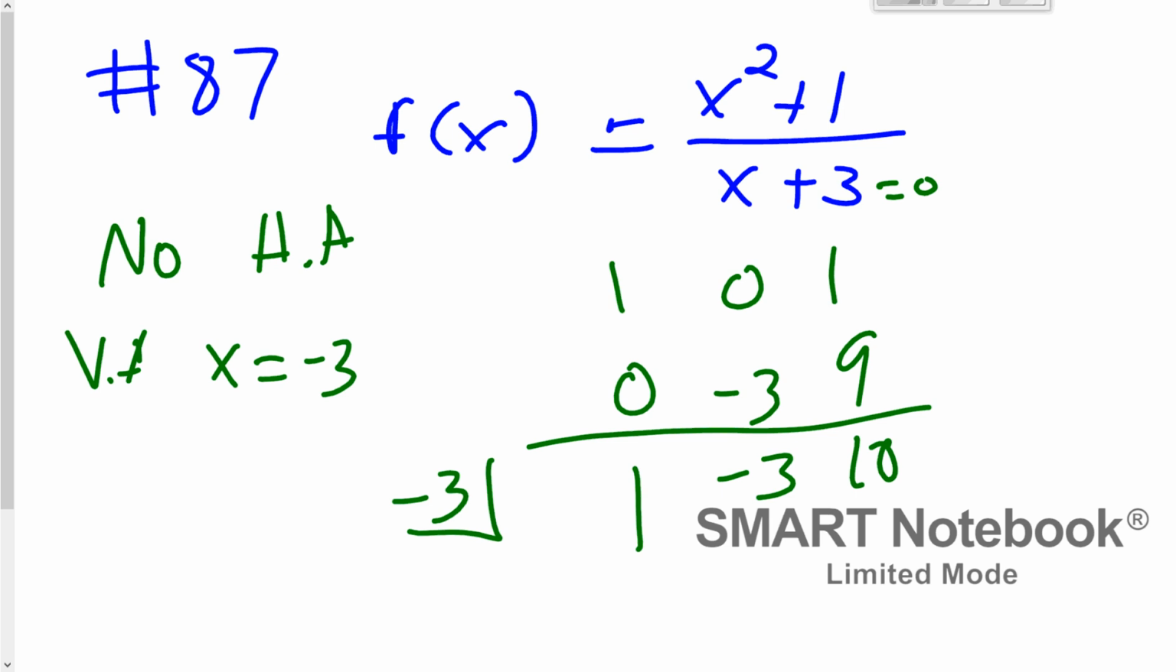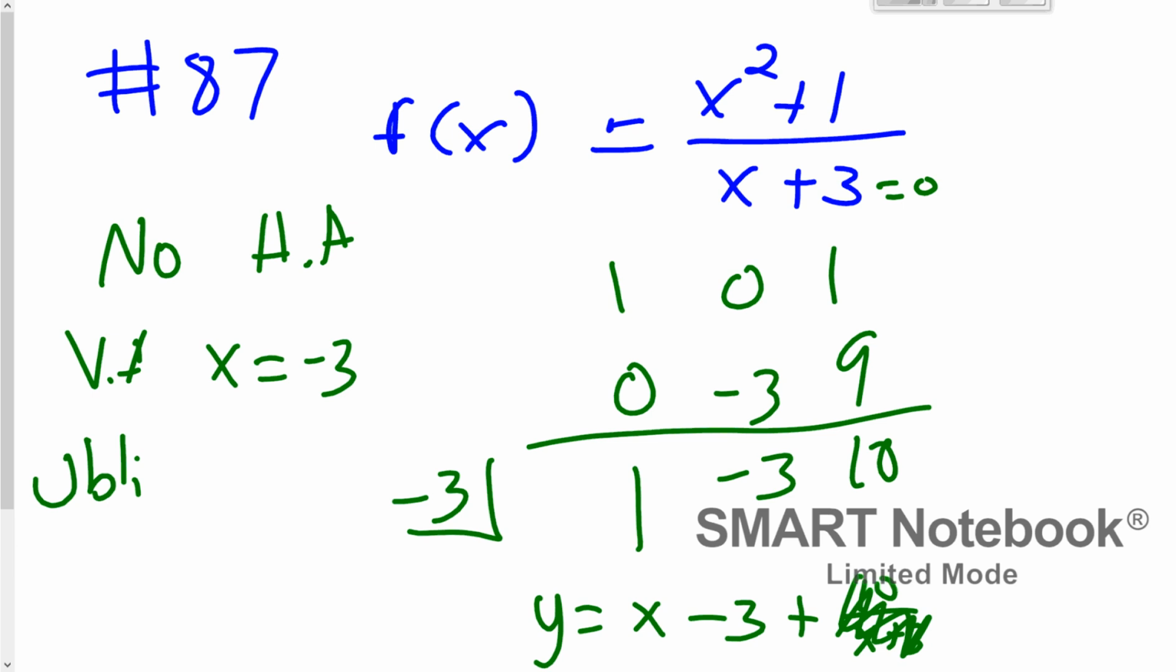Okay, so then we write your quotient. So y equals x, right? x minus 3, and then plus your remainder, 10 over x plus 3. Now this remainder doesn't matter because as we get bigger and bigger, or bigger and bigger negatives, this is really not going to matter. So this equation, y equals x minus 3, that linear equation is our oblique asymptote.